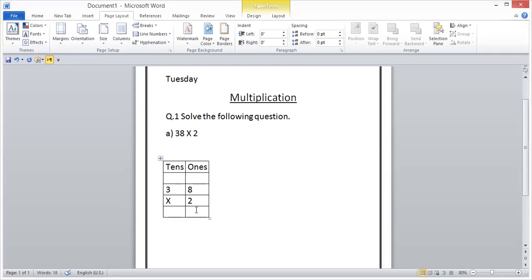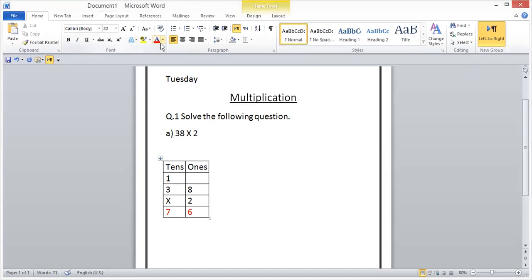In 16, there are 2 digits. You will write 6 here. 1 will be carried to the tens. Now, multiply this 2 by 3. 2 multiplied by 3 equals what? 6. It will be 6 and the other one will be 7. Very good. It will be 6 plus 1 is equal to 7. So the answer will be 76.